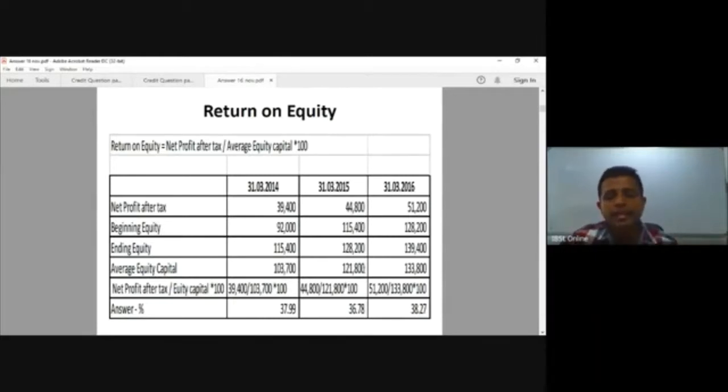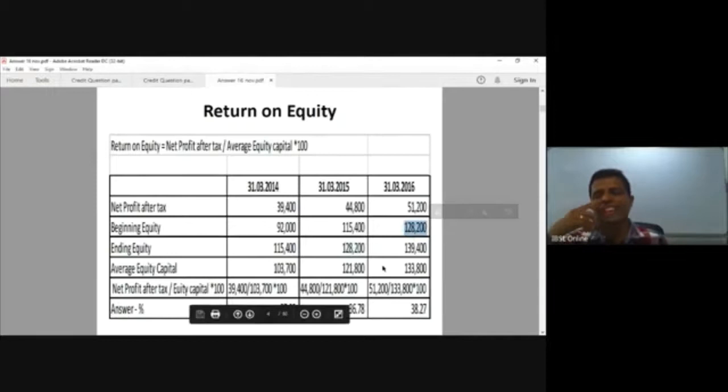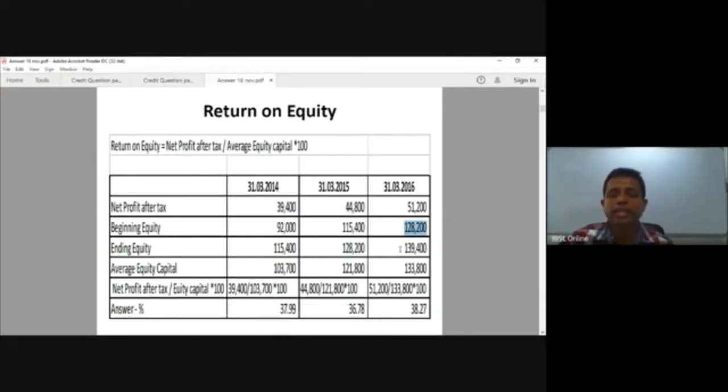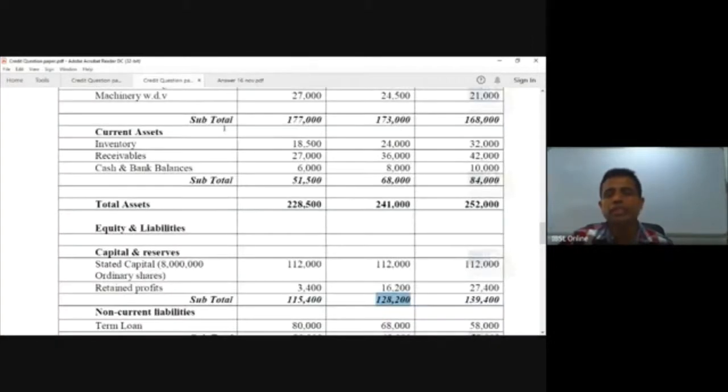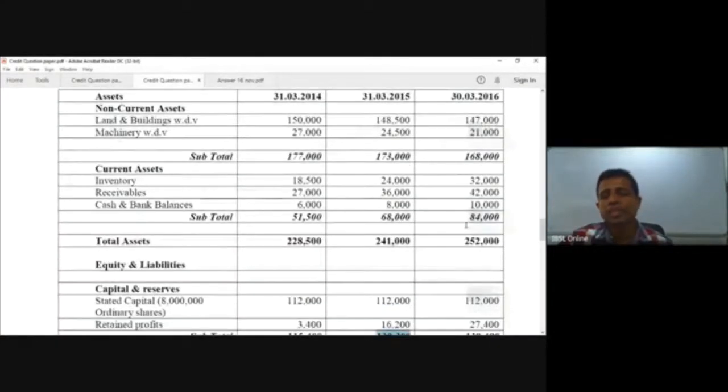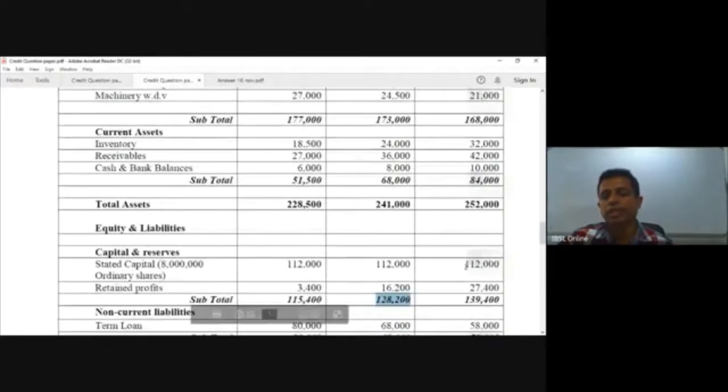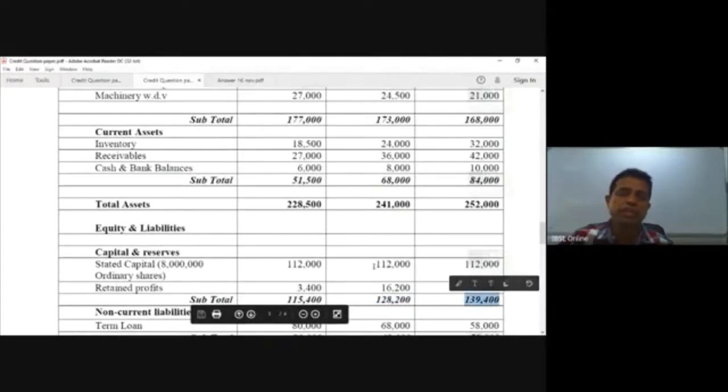This ending equity of 128,200 of 2015 will be the beginning equity of 2016. Then we have to calculate the ending equity of 2016. Go to the balance sheet. For 2016, 112 is the stated capital, the retained earnings is 27,400. Then the ending equity is 139,400.